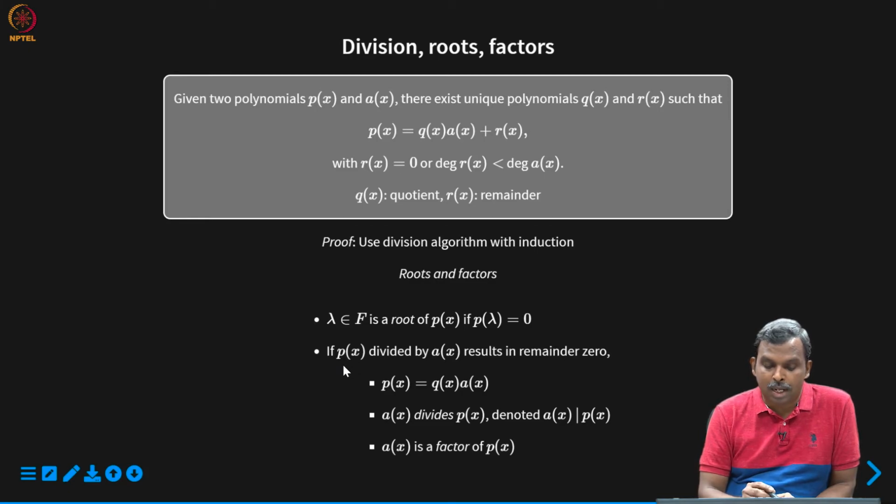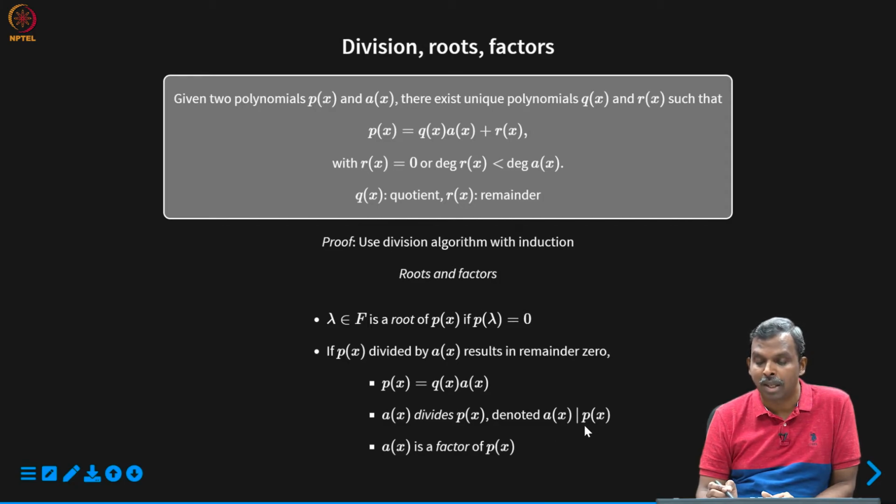Now notice what happens when you divide p(x) by a(x) and the remainder ends up being 0. That is a special case, and in that case you are able to factor p(x). p(x) becomes q(x) times a(x). Whenever the remainder is 0, we say that a(x) divides p(x), so it is a factor of p(x). The notation we will use is a(x) vertical bar p(x), meaning that a(x) divides p(x).